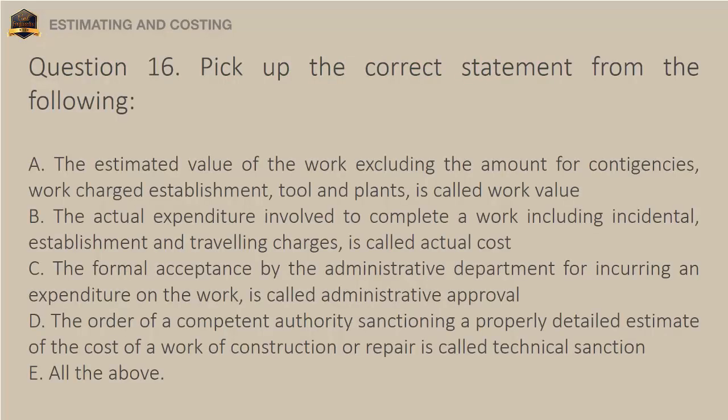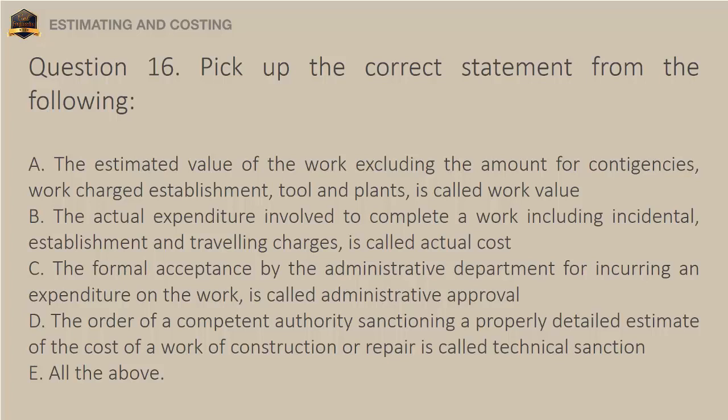Question 16. Pick up the correct statement from the following. A. The estimated value of the work excluding the amount for contingencies, work charged establishment, tool and plants, is called work value. B. The actual expenditure involved to complete a work including incidental, establishment and traveling charges, is called actual cost. C. The formal acceptance by the administrative department for incurring an expenditure on the work, is called administrative approval.